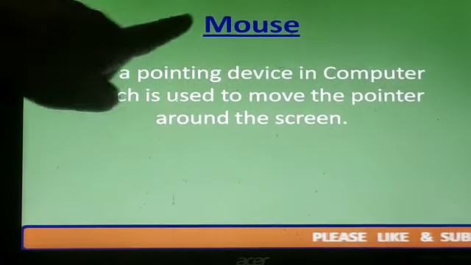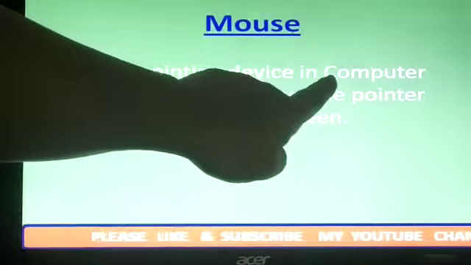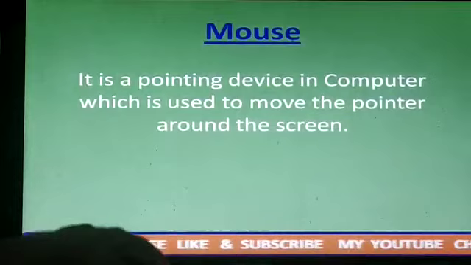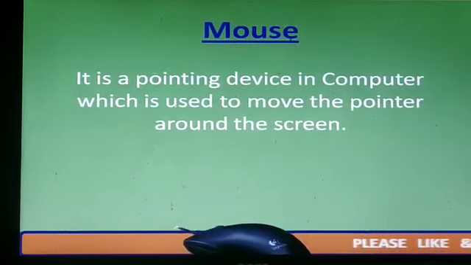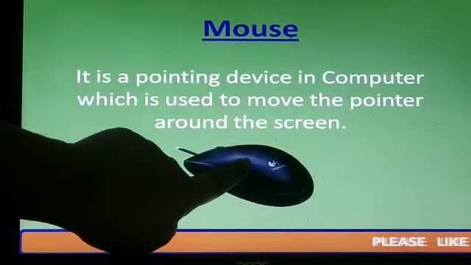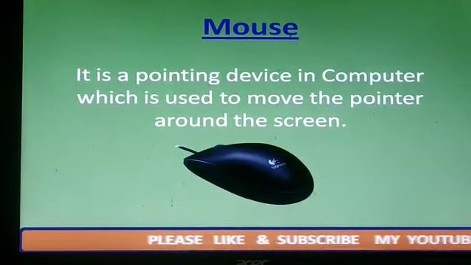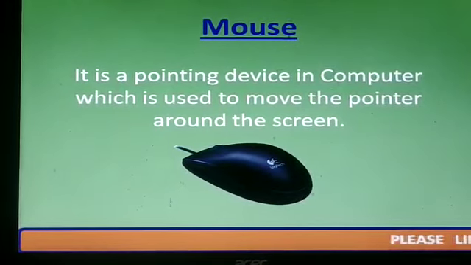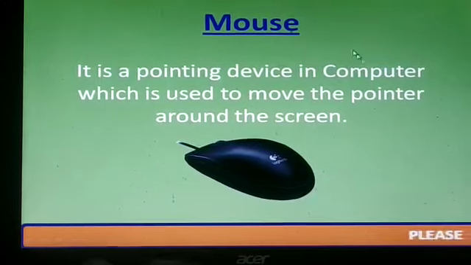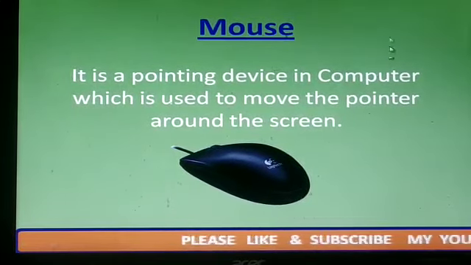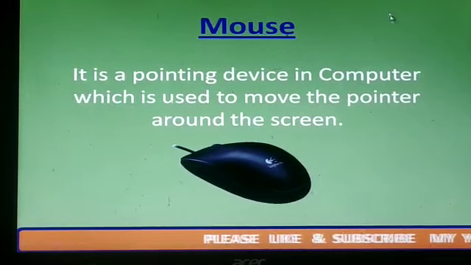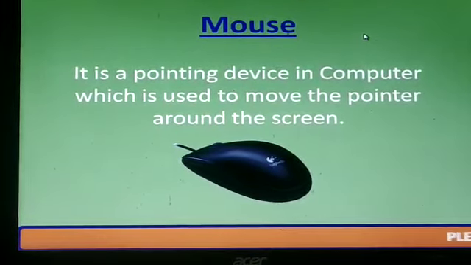Next input device is the mouse. It is a pointing device in computer which is used to move the pointer around the screen. Here you can see this is a picture of a mouse and it is a pointing device. Why do we call it a pointing device? Because it is used to move the pointer on the screen. Here you can see this is a pointer and I am moving the pointer with the help of the mouse. With the help of the mouse we can make beautiful drawings also.